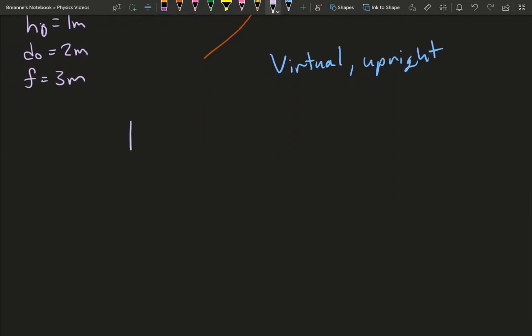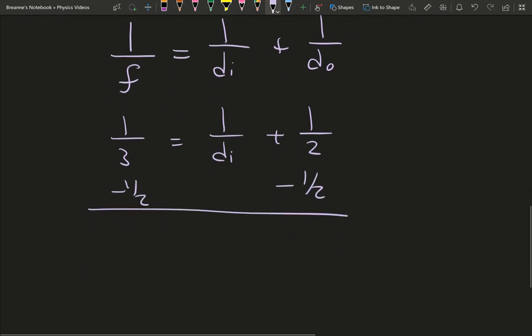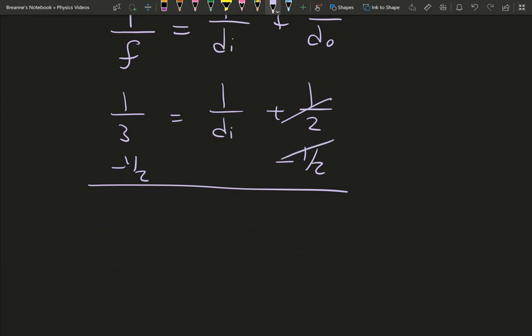So the first equation we're going to do is 1 over our focal point is 1 over our image distance plus 1 over our object distance. So 1 over 3 equals, we're looking for our DI, plus 1 over DO. I'm going to bring this over to subtract. So we get 1 over 3 minus 1 over 2 equals 1 over DI.